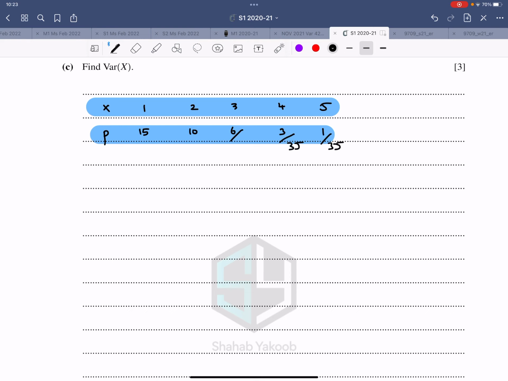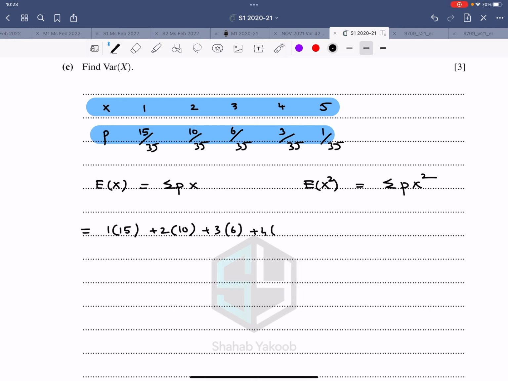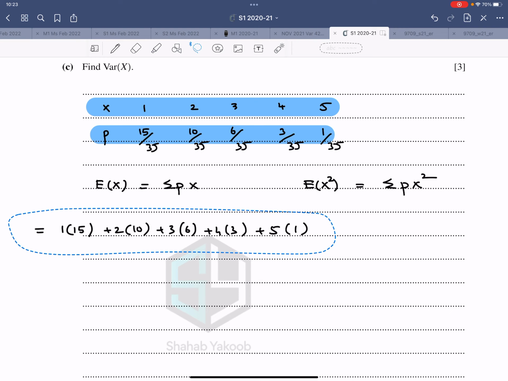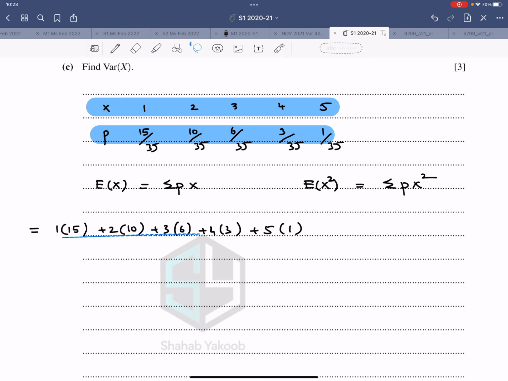And now it's asking us to calculate variance. For variance, we need to calculate expectation of X. So expectation of X, that is sigma Px. Expectation of X square, that is sigma Px square. So therefore for the first one, 1 into 15, 2 into 10, 3 into 6, 4 into 3 and 5 into 1. So let me push it to the left. And the whole thing added together divided by the denominator, which is how much? 35. That is the working for the expectation.